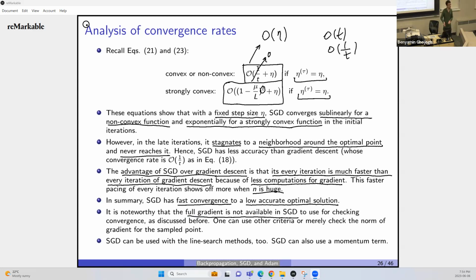But now in SGD, we don't have the full gradient. So we need to change those convergence criteria. One can use other criteria or merely check the norm of the gradient for the sampled point, right? Because you have the gradient of F_i only. SGD can be used with line search methods too. Recall the previous sessions, in which we talked about line search. So we can use that. We can also use a momentum term.